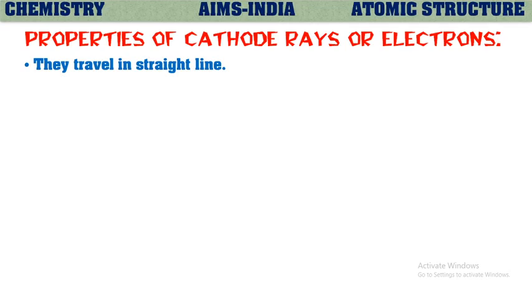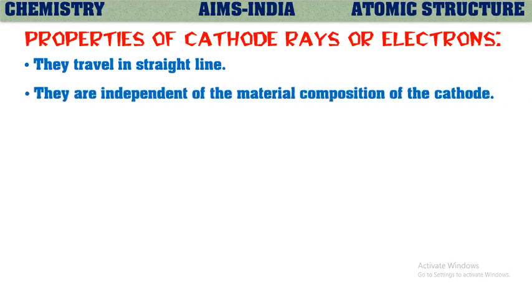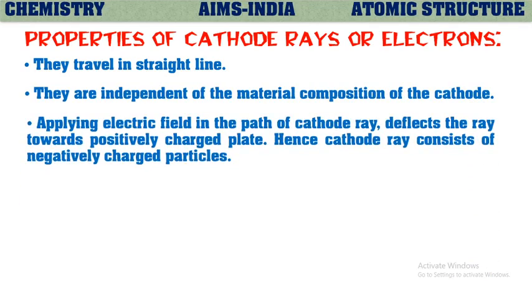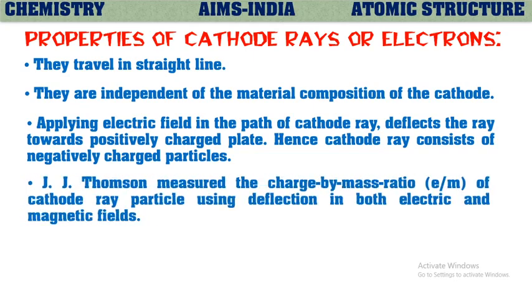These cathode rays travel in straight lines. They are independent of the material composition of the cathode. Applying an electric field in the path of the cathode ray deflects the ray towards the positively charged plate. Hence, these cathode rays consist of negatively charged particles.